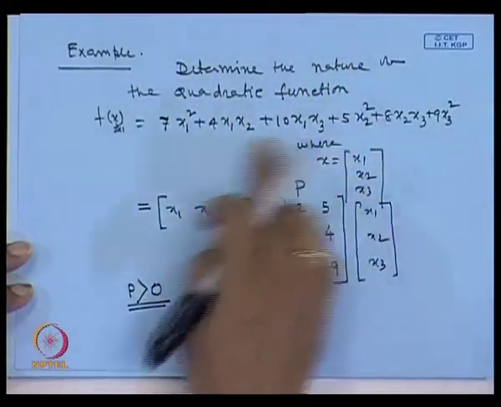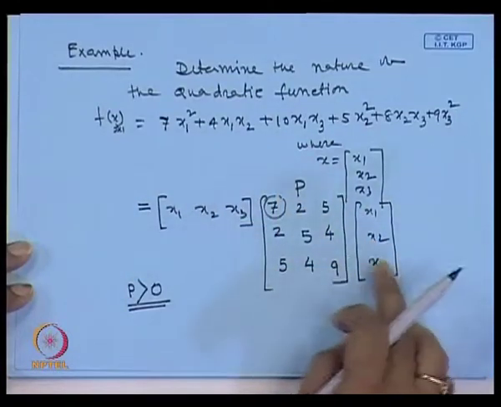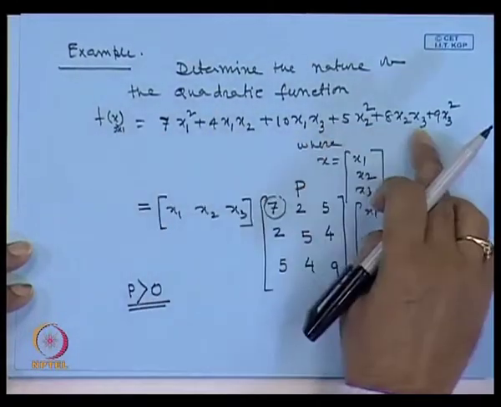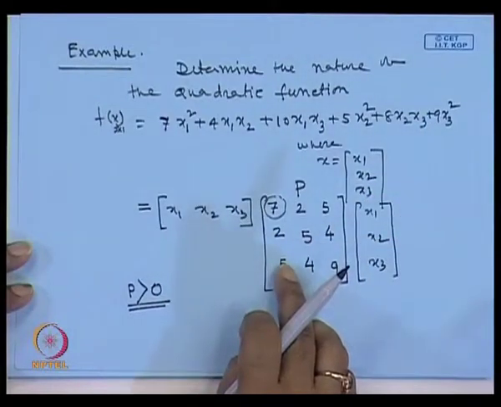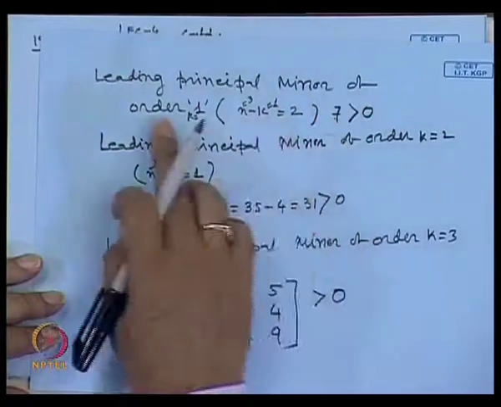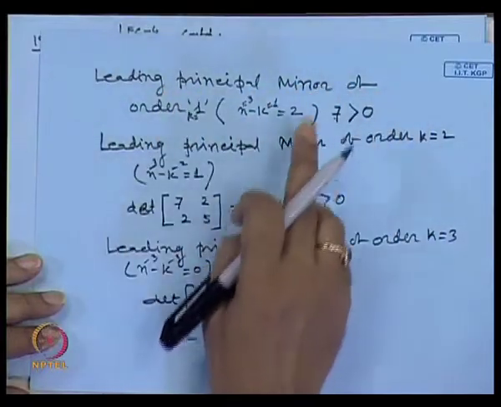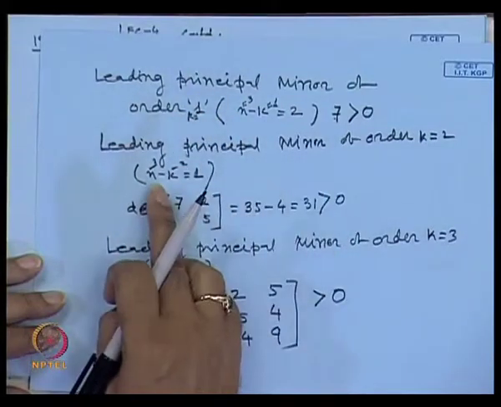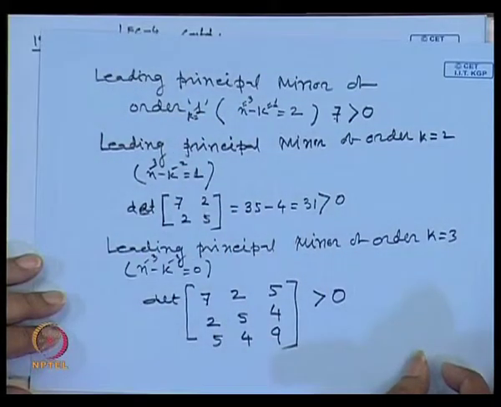With this we formed the x transpose P x form, where from this quadratic function we wrote P as a symmetric matrix. After that we used the Sylvester criteria for finding out the positive definite matrix. So, all leading principal minors of order 1, order 2, order 3 and so on should be greater than 0.